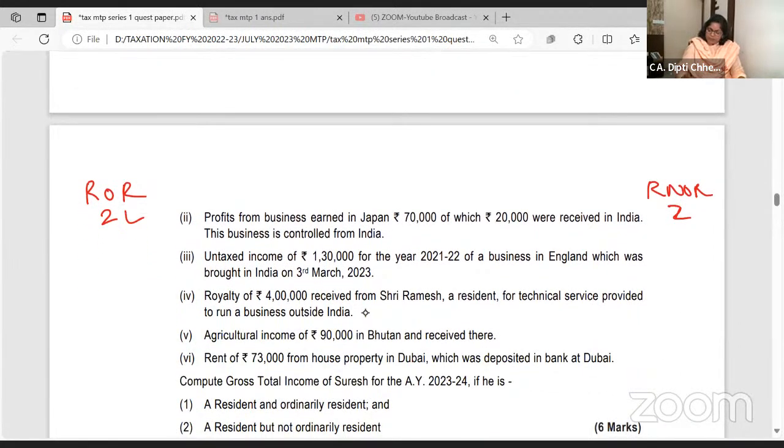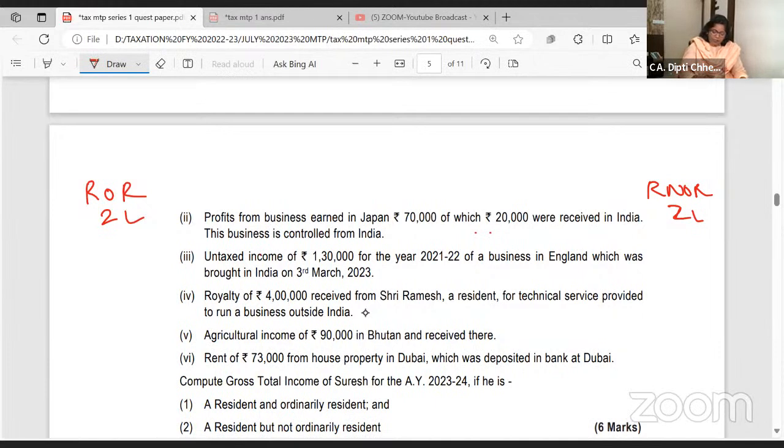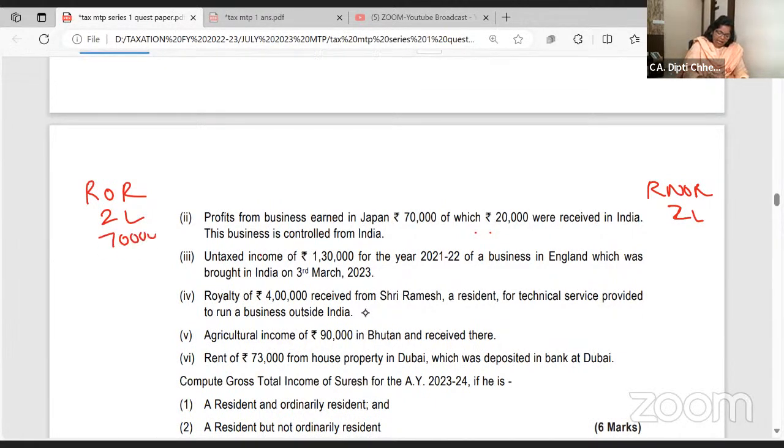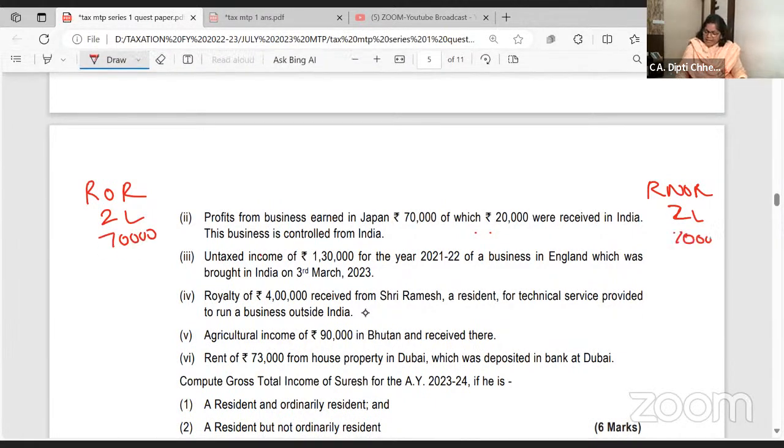Profits from business earned in Japan, 70,000, out of which 20,000 was received in India. But this is also business controlled in India. So it is fully taxable for both.